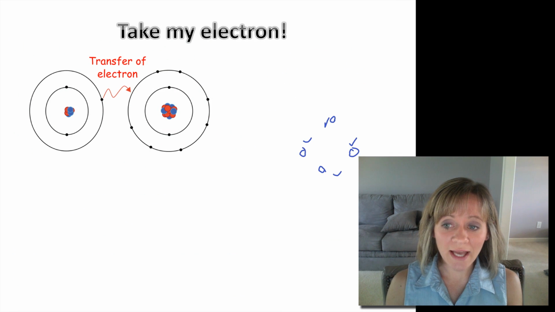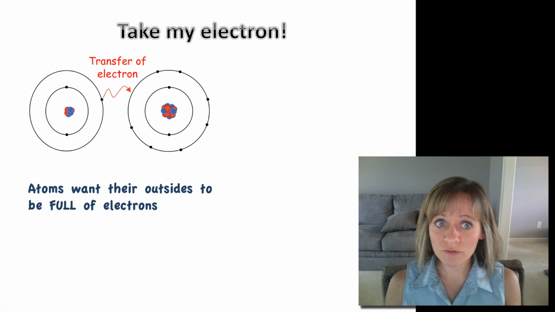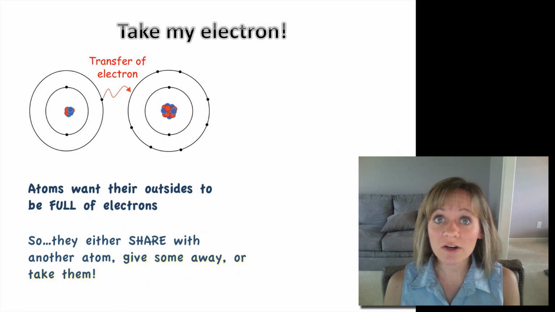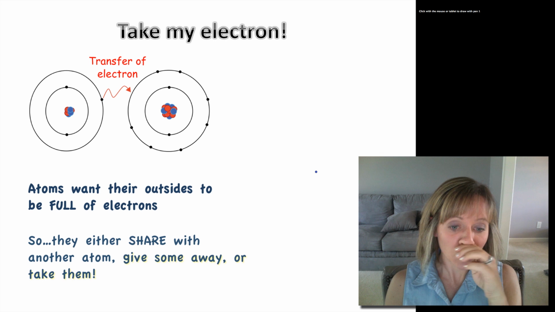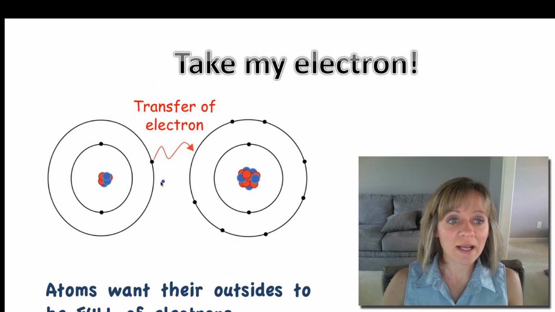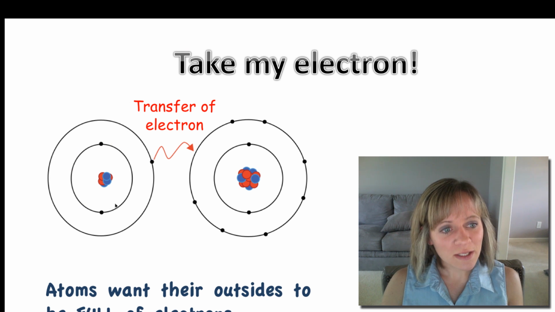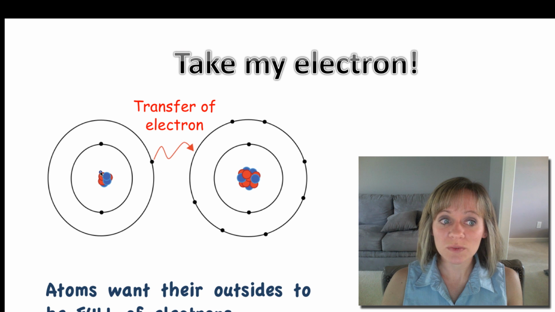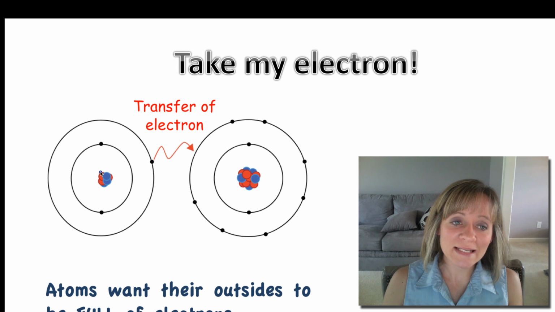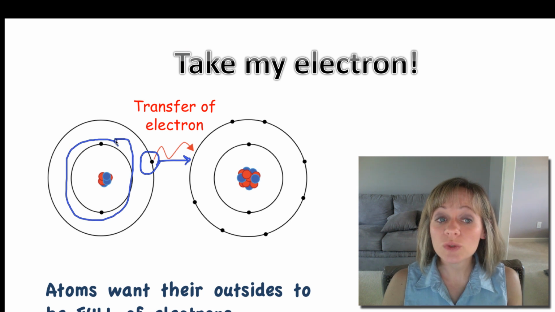Okay, let's take a look at another scenario, which is, remember, they want to be full of electrons, so they can either share, give, or take. So let's take a look at what happens when they give some or take some away. In this example right here, this guy only has 1 measly electron on its outside. That's not really full. But here on the inside, there are 2 electrons, which is full. That makes it happy. So it wants to give this electron away in order for it to have this full inner shell of 2 electrons.